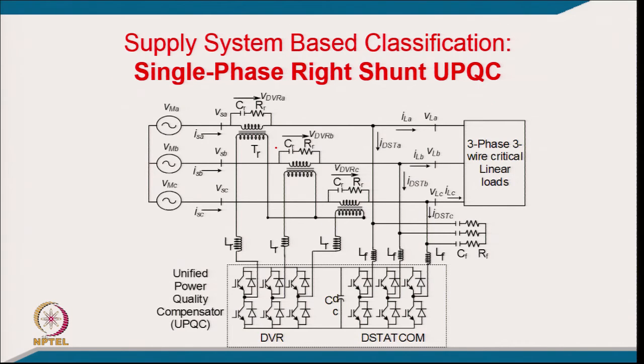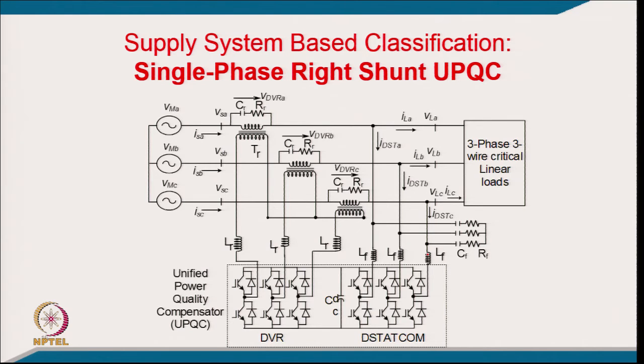Then we have the expansion to a 3-phase circuit. This is your D-STATCOM with the ripple filter and interfacing inductance, connected directly across the load, and it mitigates the current-based power quality problems locally. The voltage across the load as well as the D-STATCOM remains fixed, which gives the minimum voltage rating.